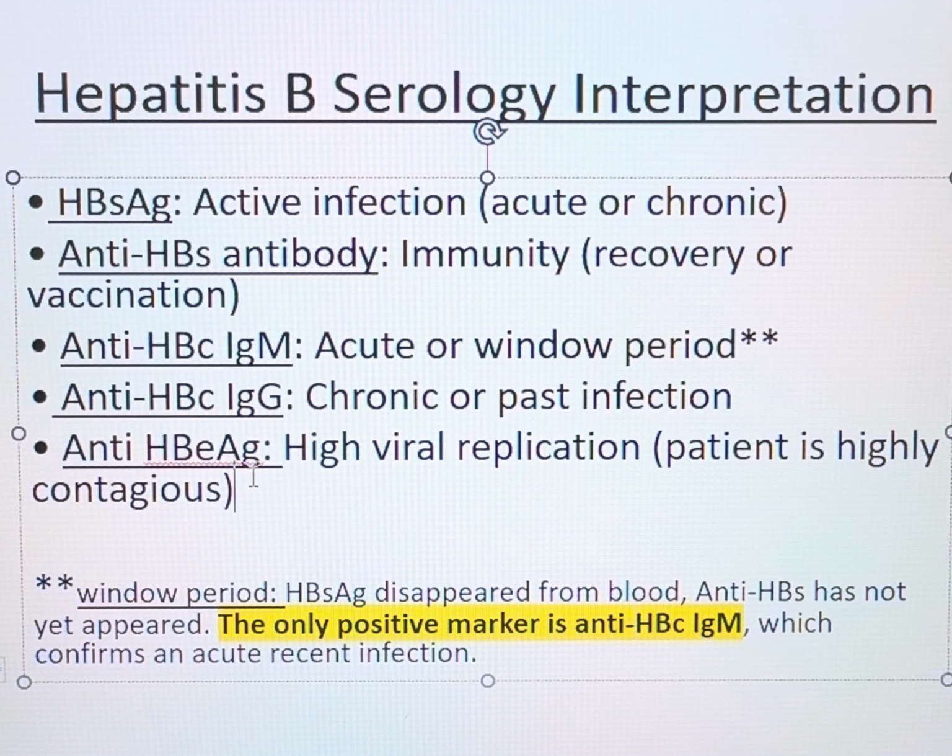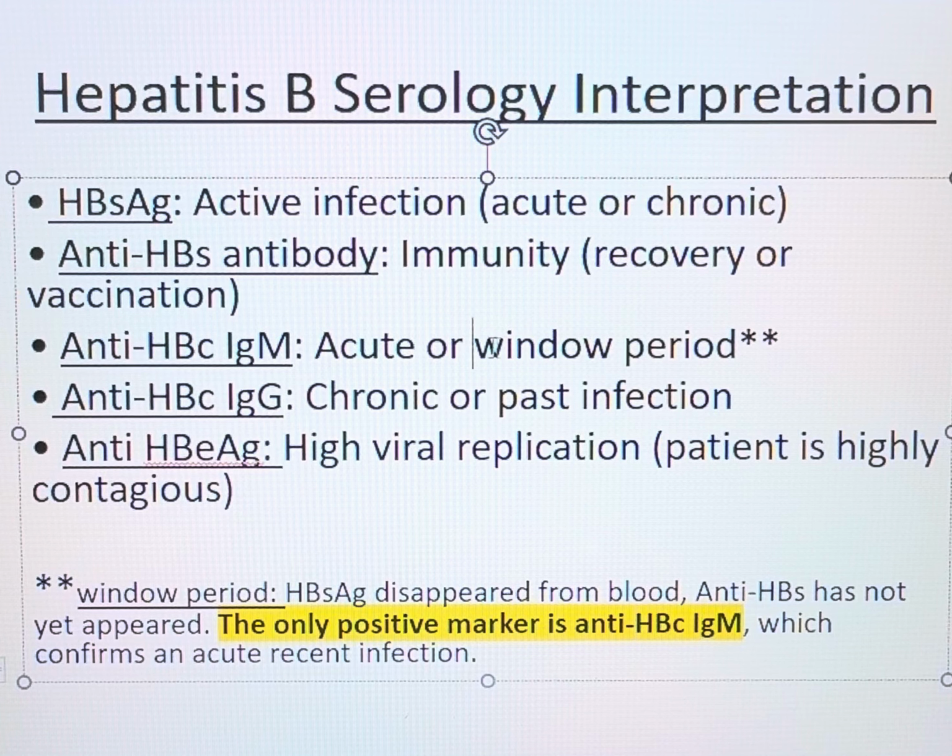Anti-HBeAg, this means that the patient has a high viral replication, so the infectious rate is very high, and clinically meaning the patient is very highly contagious and can spread the disease very easily.